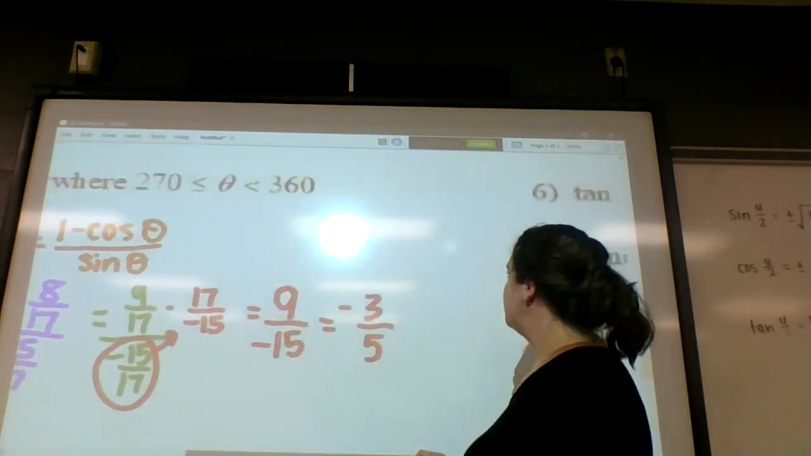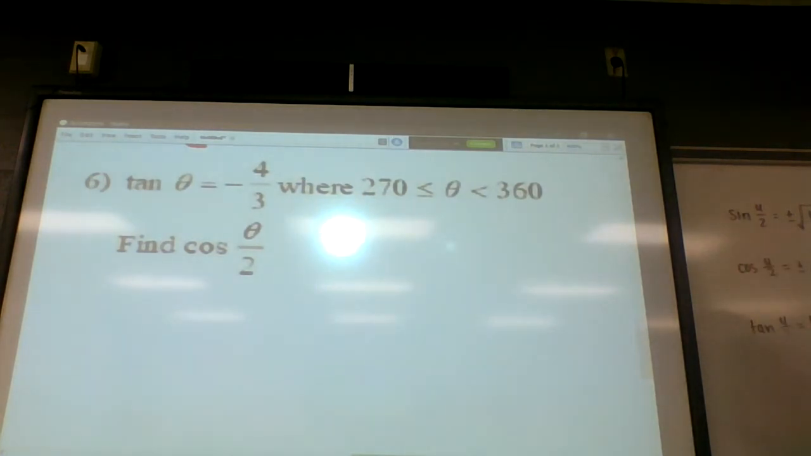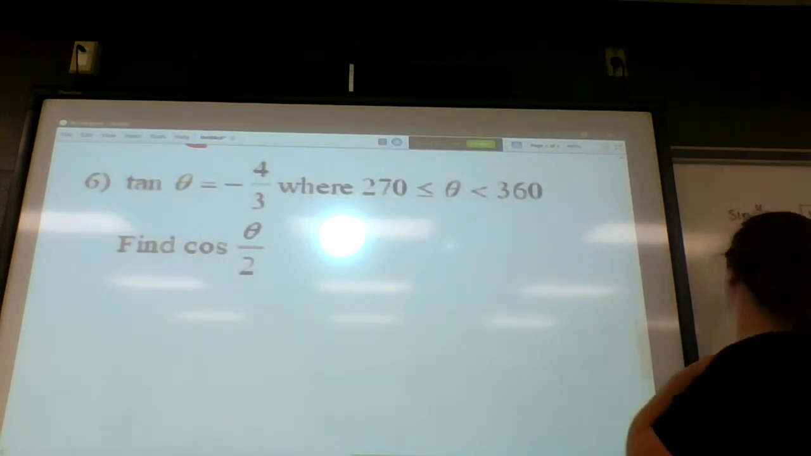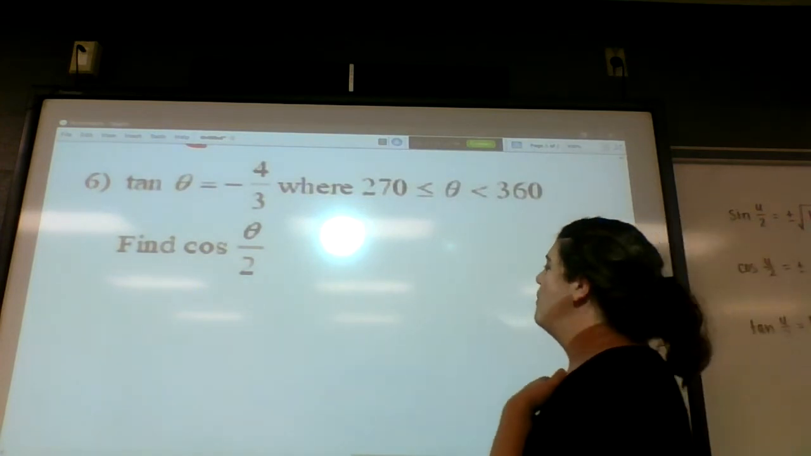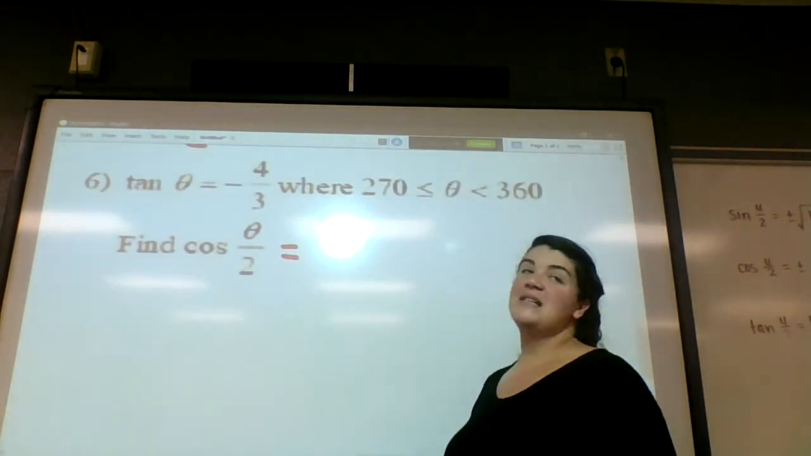All right. Let's try another. Tangent of theta is negative 4 over 3, and theta is between 270 and 360. Find the cosine of theta over 2. For cosine, we do need to figure out if it's plus or minus, right? We know we're going to have that square root, all that fun stuff, but we need to first figure out plus or minus. So how are you going to tell plus or minus?